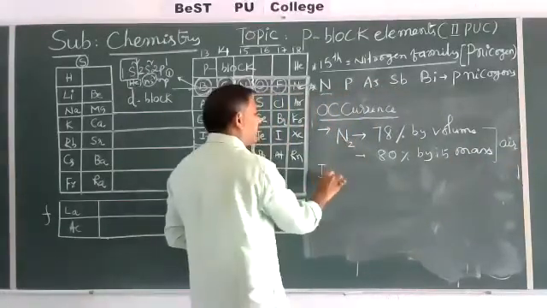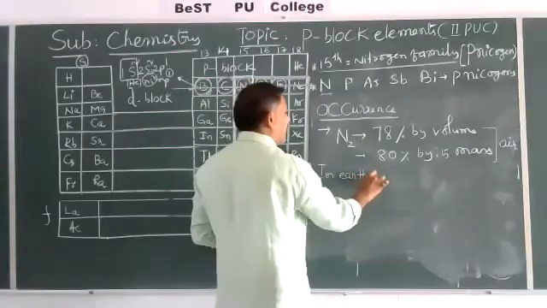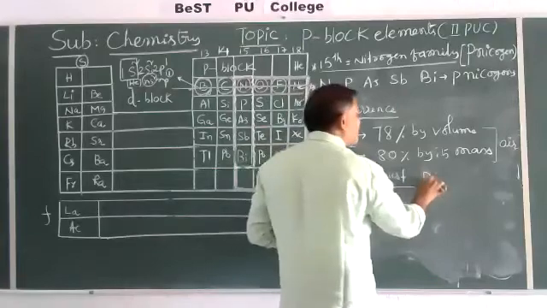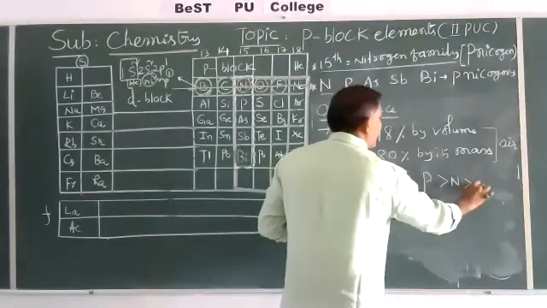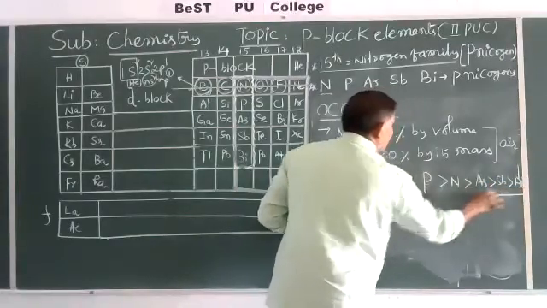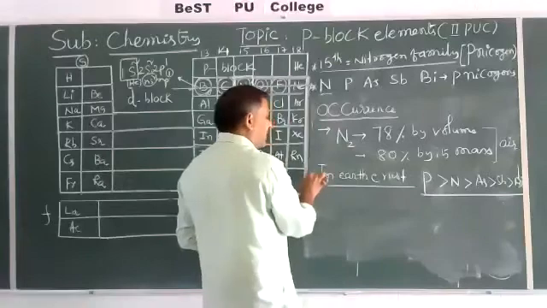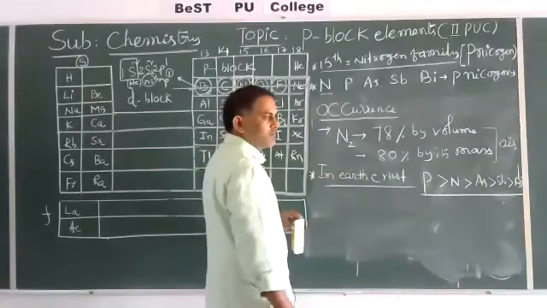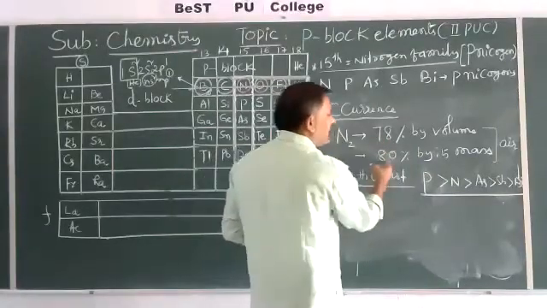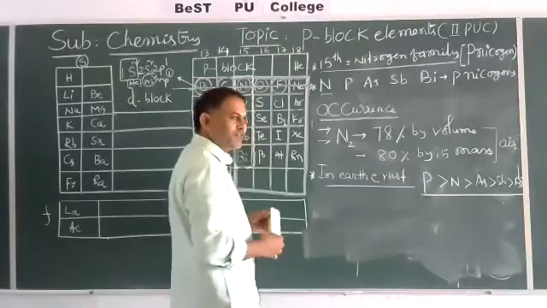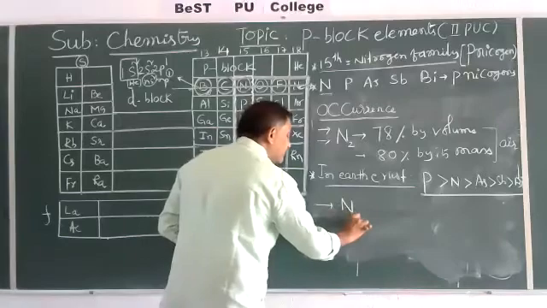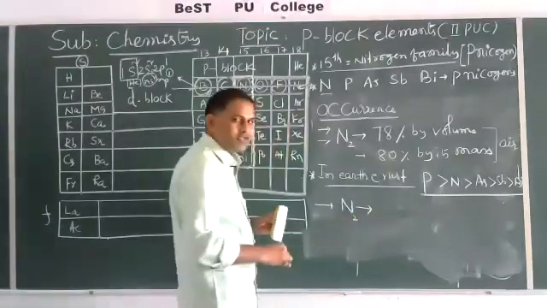But in the earth crust, the availability of these elements: phosphorus is more than nitrogen, than arsenic, than antimony and bismuth. This is the occurrence of the 15th group elements in earth crust. Phosphorus is more. But in atmospheric air, nitrogen is present at 78% by volume and 80% by mass. And mainly nitrogen is present in a living system, as a biology student.